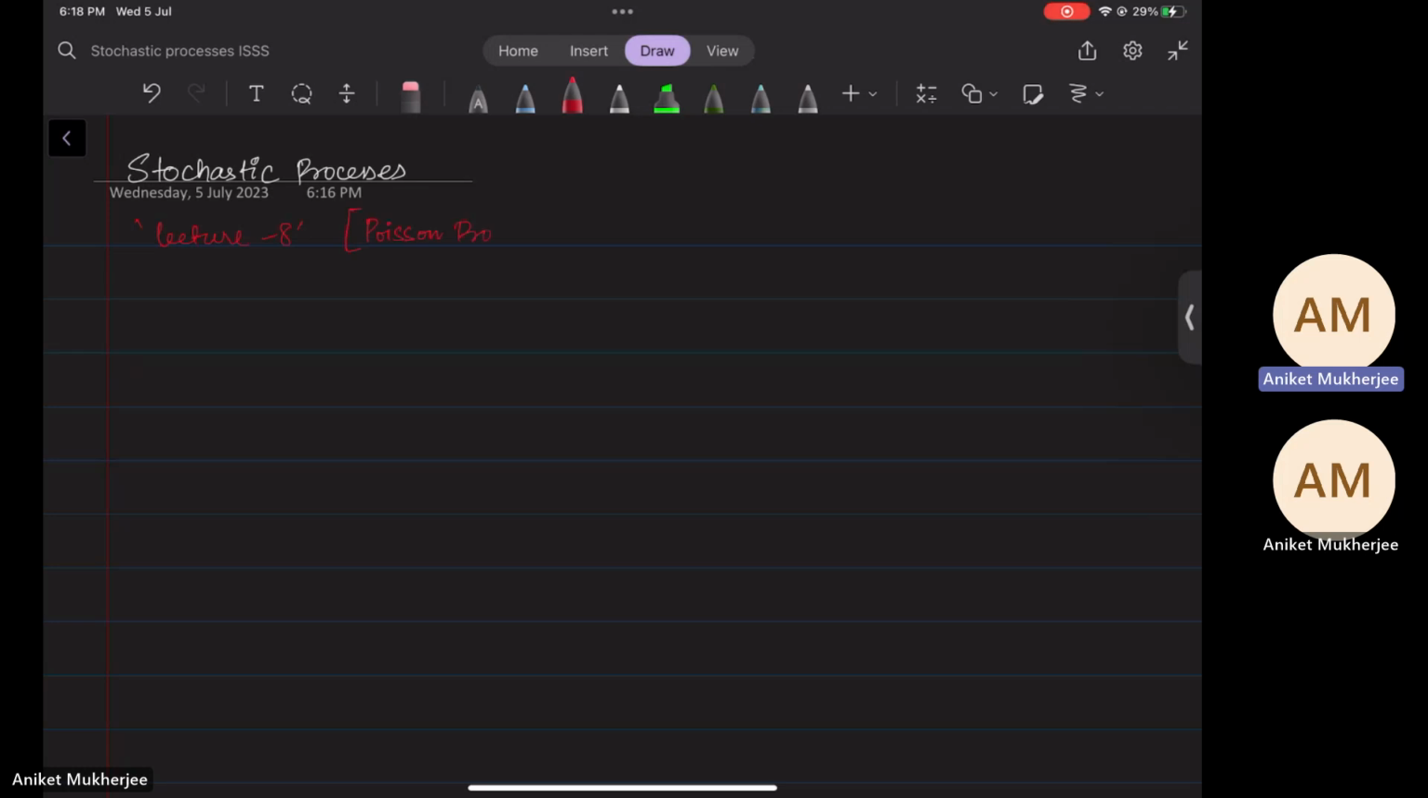We'll be covering some topics in Poisson processes such as non-homogeneous Poisson processes, compound Poisson processes, and we'll also be covering splitting and merging of Poisson processes. So first we'll do a small recap of what we have done.